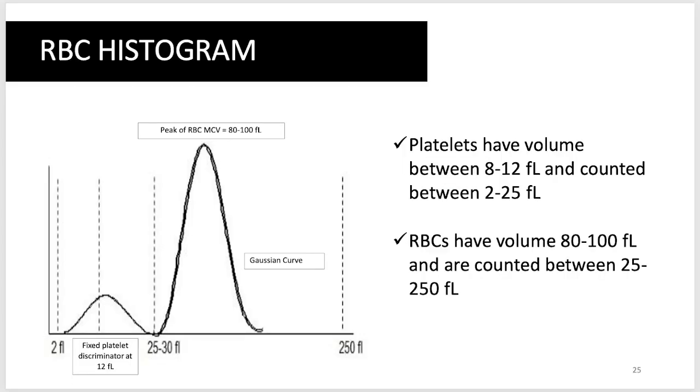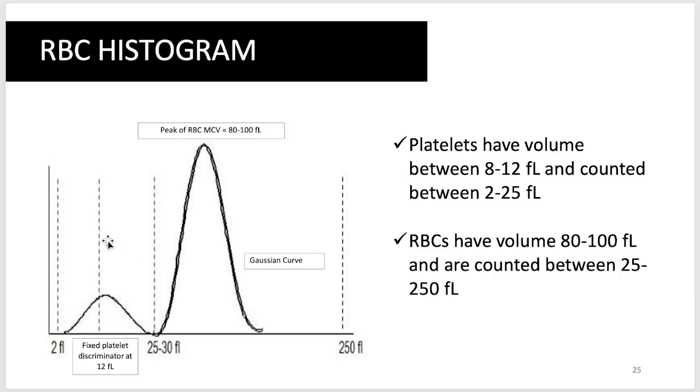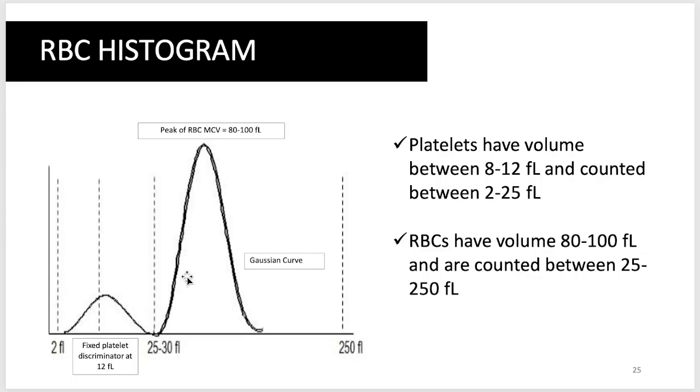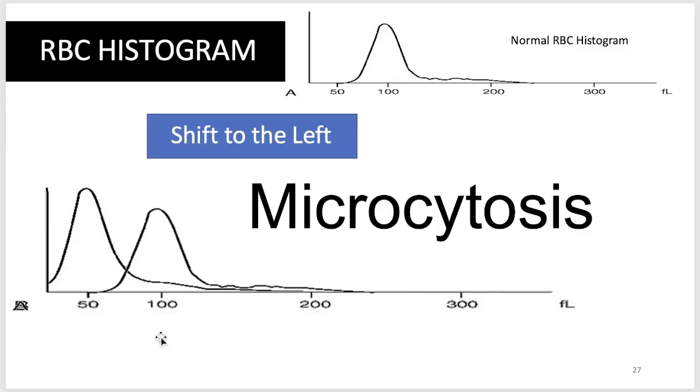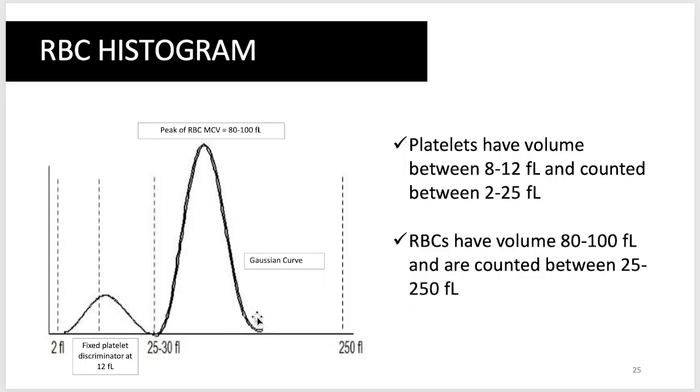So, kumbaga, for example, ito. Again, let's review nga. Sabi natin kanina, sige, compare natin yung ating platelet sa ating RBC. So, sinabi natin sa RBC natin, ang lower discriminator natin is around 25 to 75. So, RBC, so pasok, no? 25 to 75 femtoliter. Ang upper discriminator naman natin sa ating RBC is 200 to 250. So, within this range, somehow pasok pa rin siya sa around 200 to 250 na parameter.